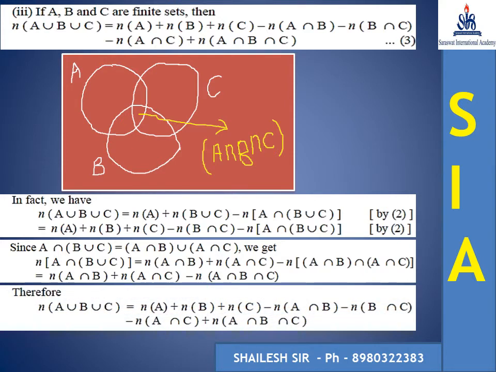A union B union C formula: n of A plus n of B plus n of C minus n of A intersection B minus n of B intersection C minus n of A intersection C plus n of A intersection B intersection C. That's my last answer. Now I go to practical numericals.